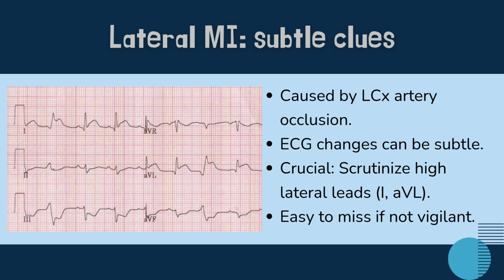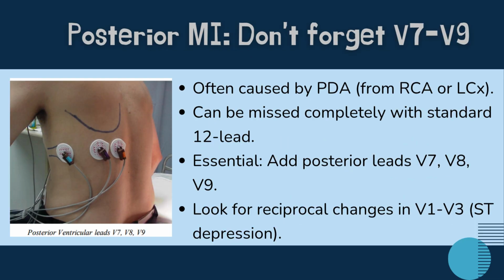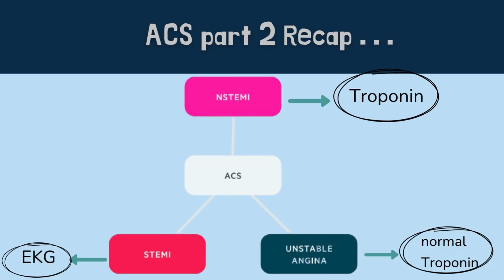The EKG changes are sometimes very subtle, so we need to really scrutinize the high lateral leads, 1 in AVL, or we can possibly miss it. And of course, our posterior MI, we can miss these completely unless we remember to add leads V7, V8, and V9. Alright guys, that was part 2, the detective work.